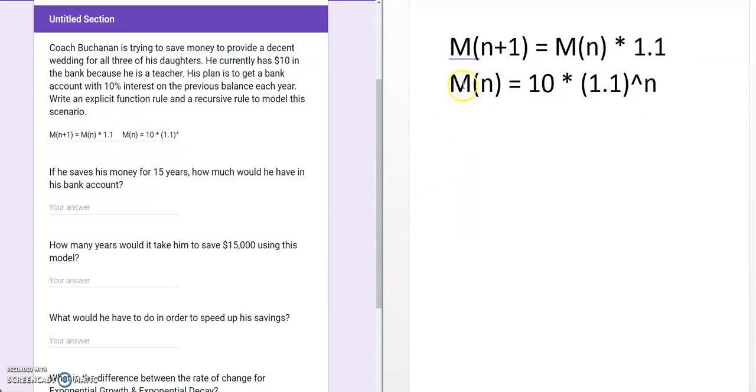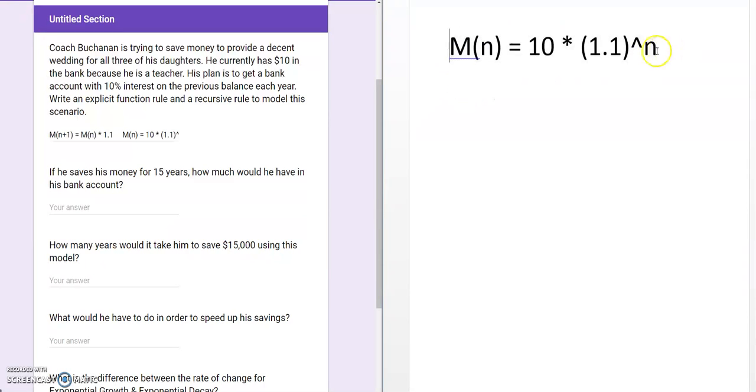Question number 2, how much money would he have in 15 years? Well, we're going to take the explicit rule and we're going to replace n with 15. And if you put this into your calculator, you get $41.77.